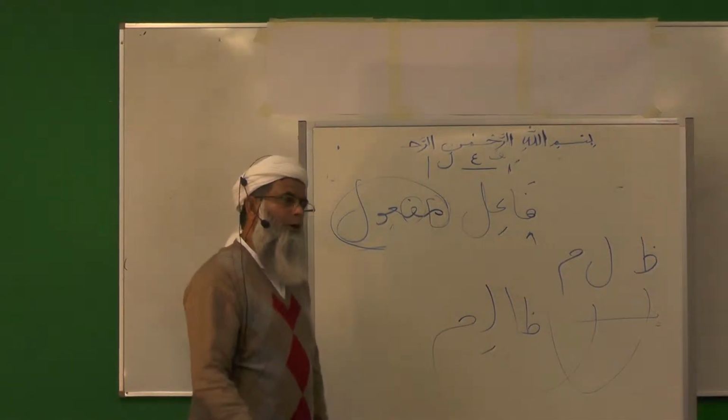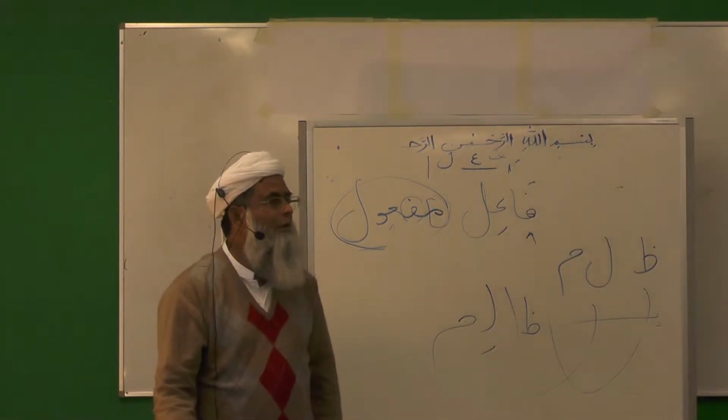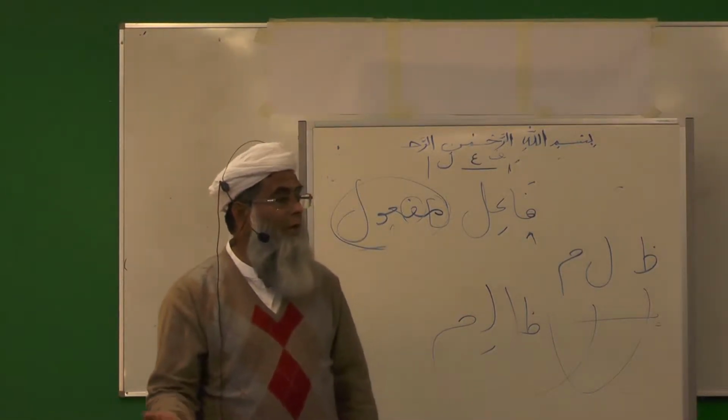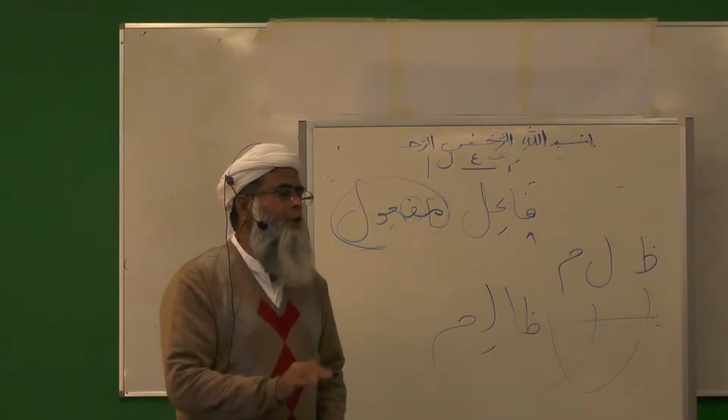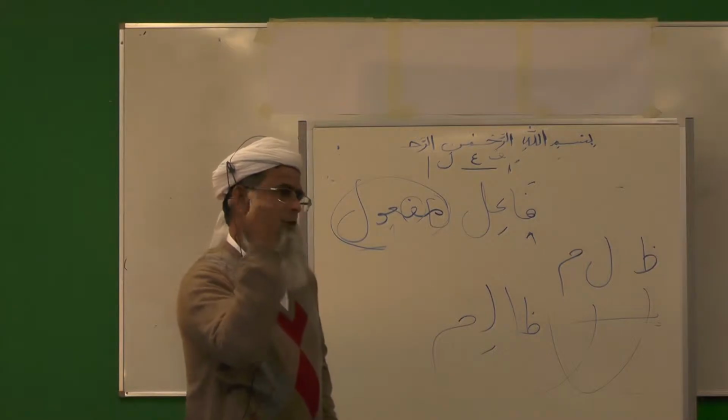Basically, for all the verbs, after the first letter is alif. The alif. So now you can know, if you want any doer in Arabic, you just say, give me the root letters and I will tell you.